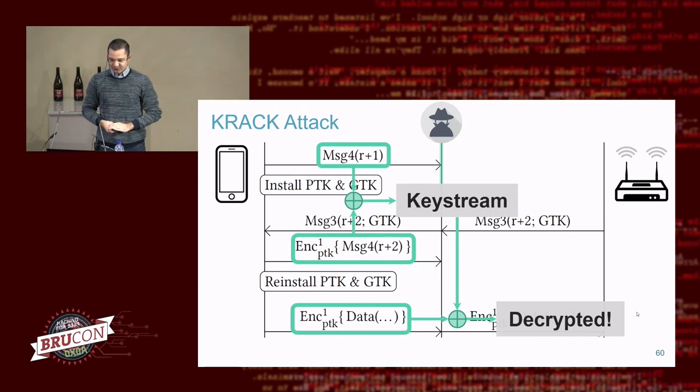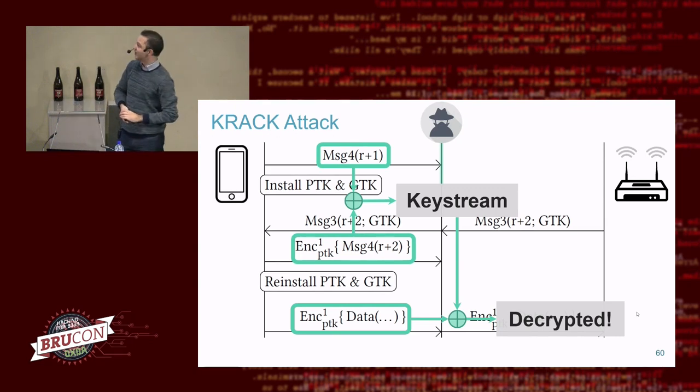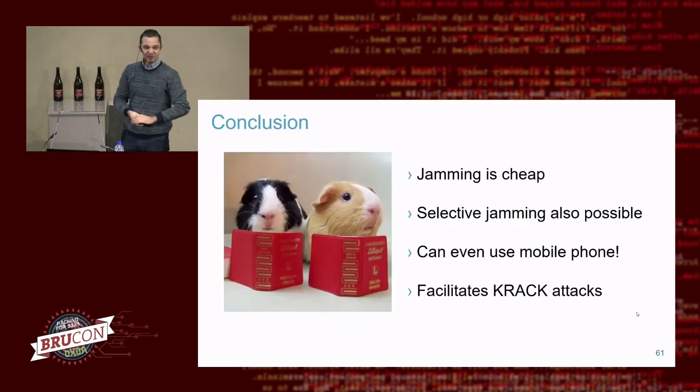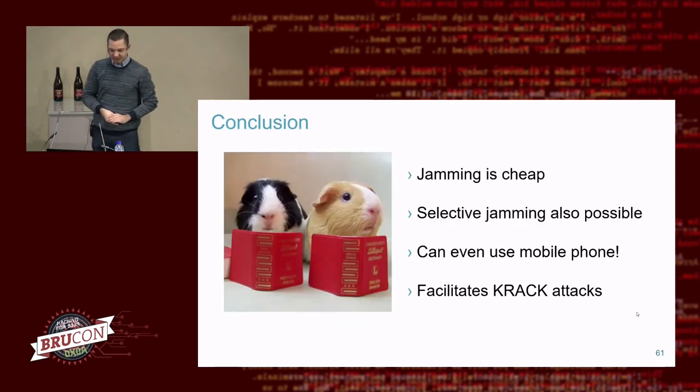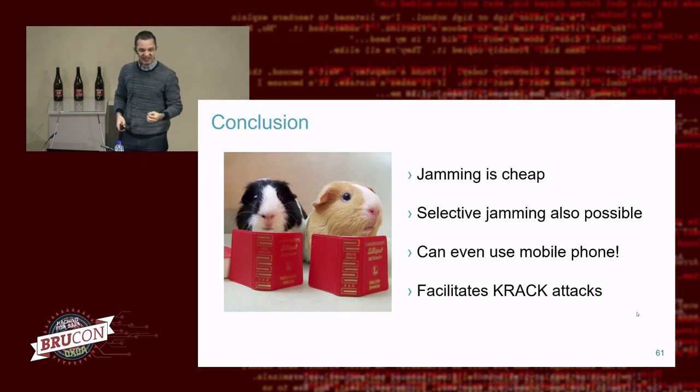So that actually already concludes my talk. The takeaway messages here are that jamming is cheaper than expected. We don't need this expensive equipment of up to $4,000. Sometimes a cheap $20 or $10 device is enough. And in my opinion, the most interesting finding here is that we're even able to implement this selective jammer using our cheap devices.